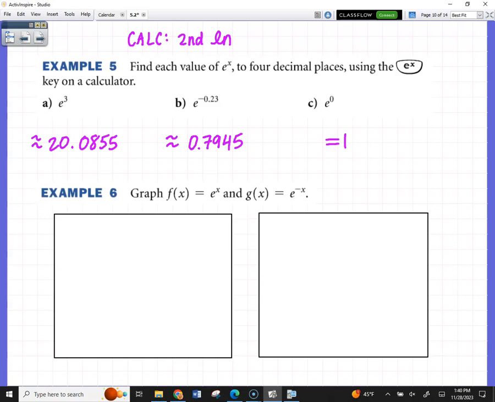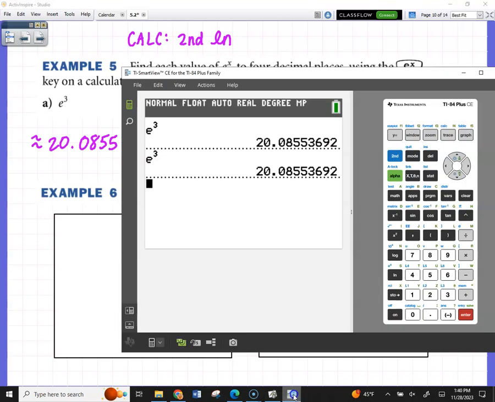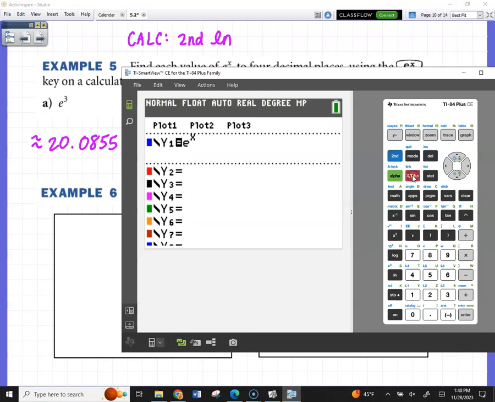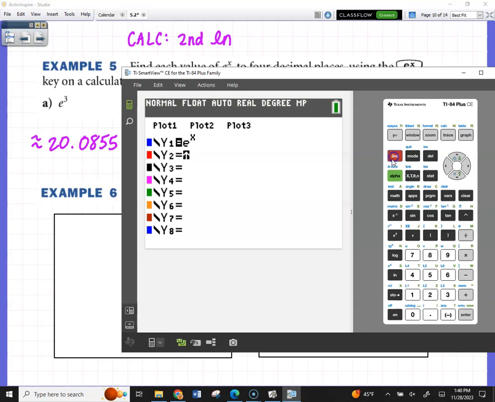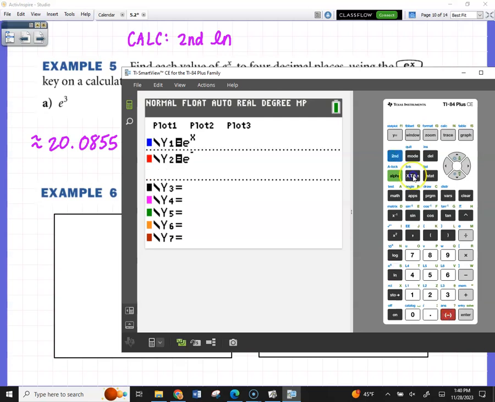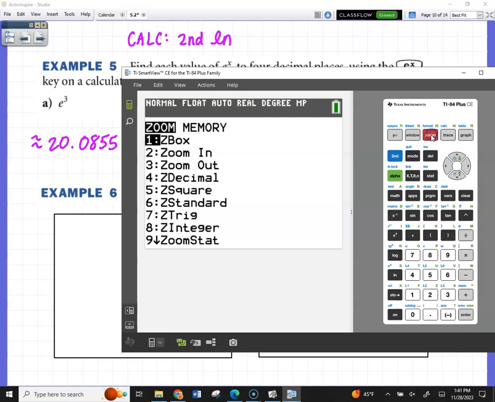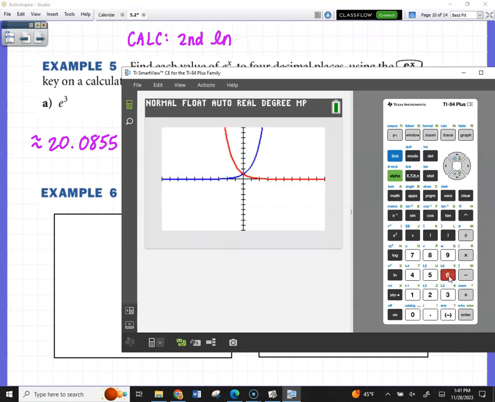Now, look at the two graphs for E to the X and E to the negative X. Go to your calculator, go to Y equals, let's graph second LN E to the X, and let's graph second LN E to the negative X. Make sure you do negative, not subtract. And then I'm going to hit zoom 6 because I just wanted a standard viewing window.